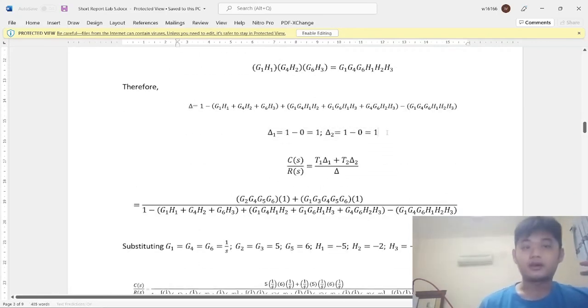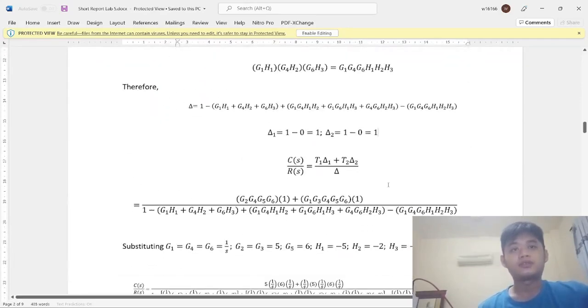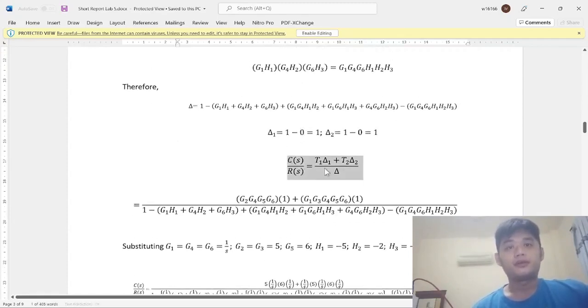As we can see here, after we find the delta, we look for another thing, which is whether there is any loop outside of the forward path. Since there is no other loop on the outside, like right over here or here, delta 1 will be equivalent to 1 minus 0, and delta 2 will be the same thing, because there are no extra loops outside, so the value will be 0. And then we're going to put them into this.